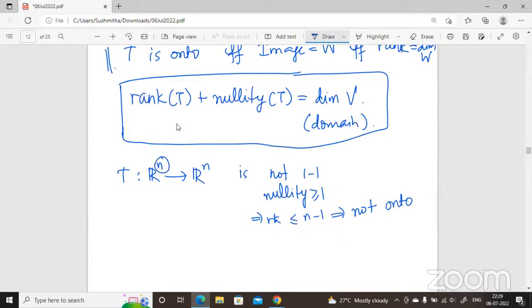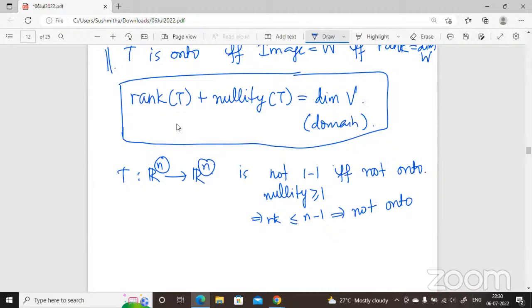So if you have the same dimension, it is not 1 to 1 if and only if it is not onto. Both are the same. When both are different, we have seen all possible combinations. I'm not able to understand. What are you not able to understand?